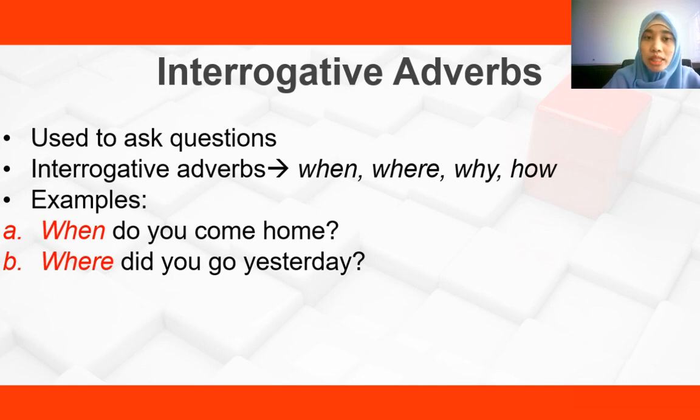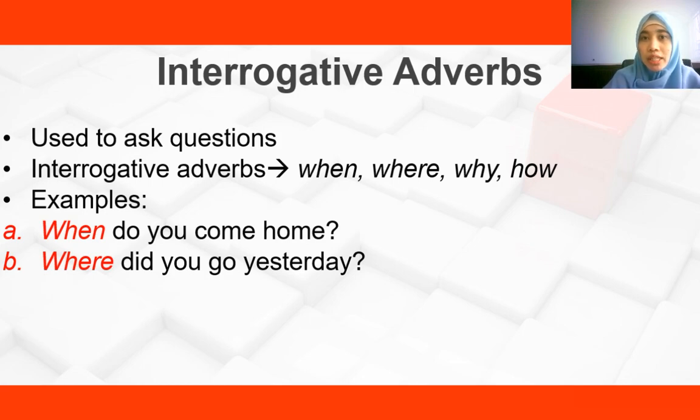B. Where did you go yesterday? So where here is an interrogative adverb which gives the information about the location, the location where you went yesterday.